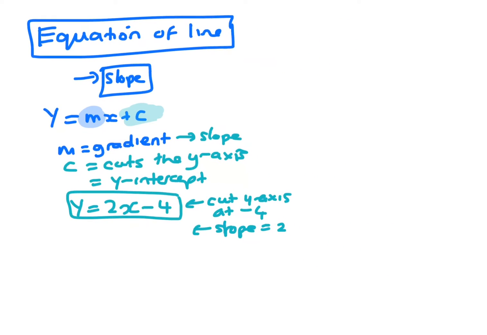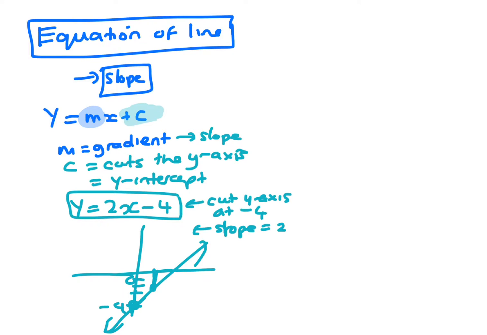So if you sketch that quickly in Desmos, you'll see basically that that's the case. So it goes through minus 4 here, and the slope actually has to be 2. So that means for every one I go across, I have to go up 2. So the line will be approximately there. So every one I go across, I go up 2.